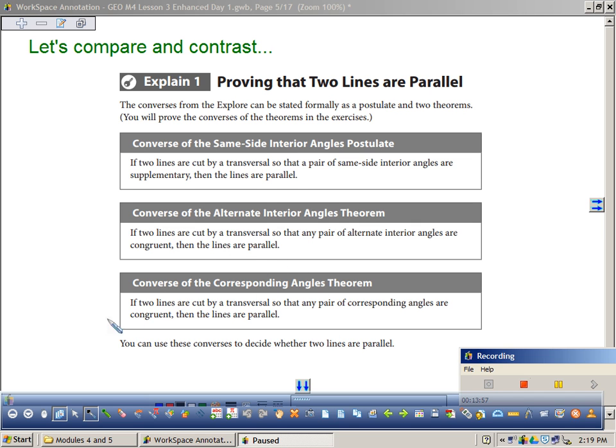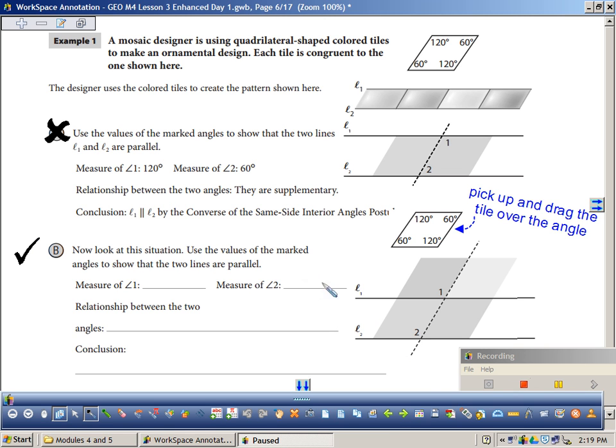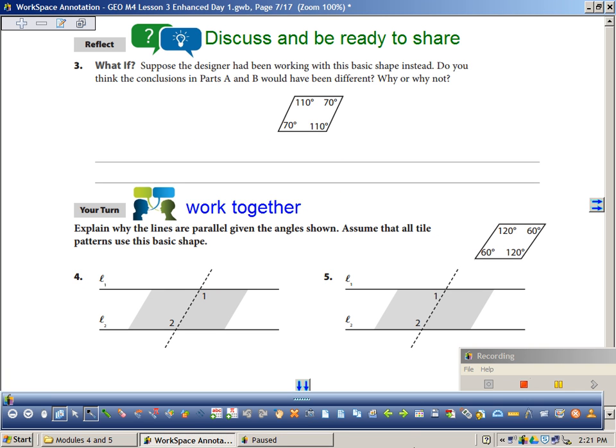So we're going to use these formal definitions this time. Here's the last one. Definitions. Theorems. This one's a postulate. This one's a theorem. If two lines are cut by a transversal so that any pair of corresponding angles are congruent, then the lines are parallel. All right, let's use that. I don't really like this one.